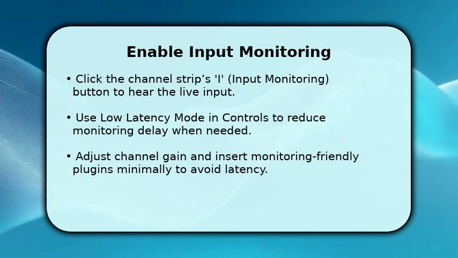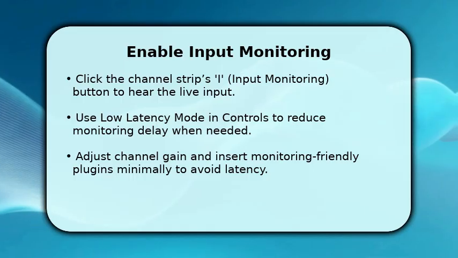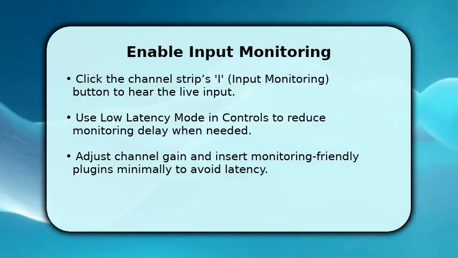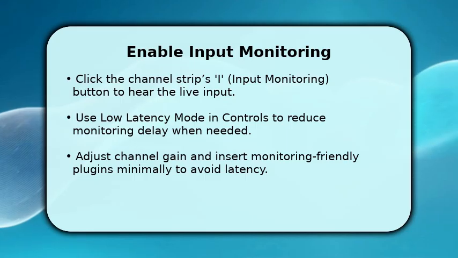Now enable input monitoring. Click the small I button on the track's channel strip so you hear live input. You'll notice delay if buffer is high. If that happens, toggle low latency mode in the transport bar and lower the I/O buffer size in preferences. Also, be mindful of plugin delay. Use monitoring-compatible plugins or disable heavy effects while tracking.